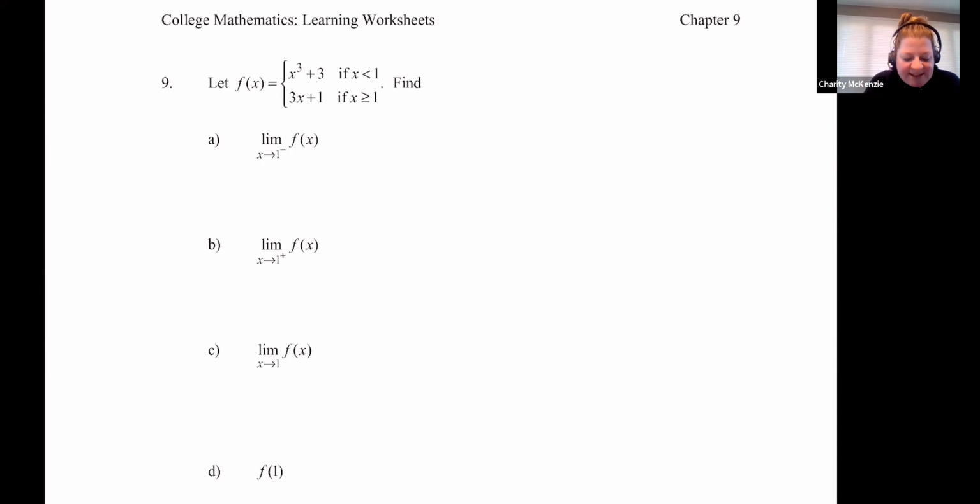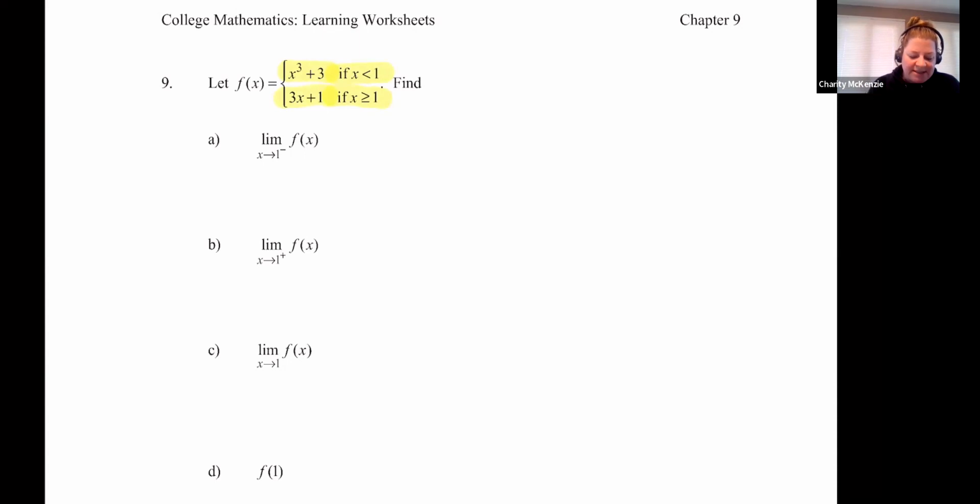So what this is saying is if x is less than 1, you use this function. If x is greater than or equal to 1, because of the equal sign, then you use this function. That's all a piecewise function is.